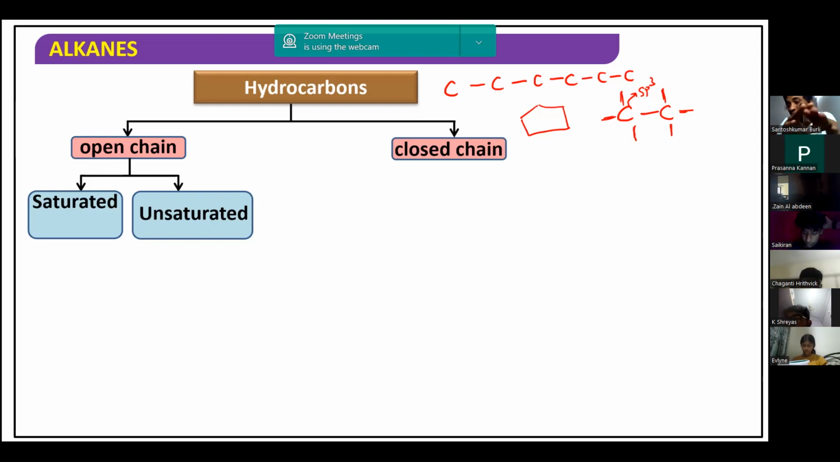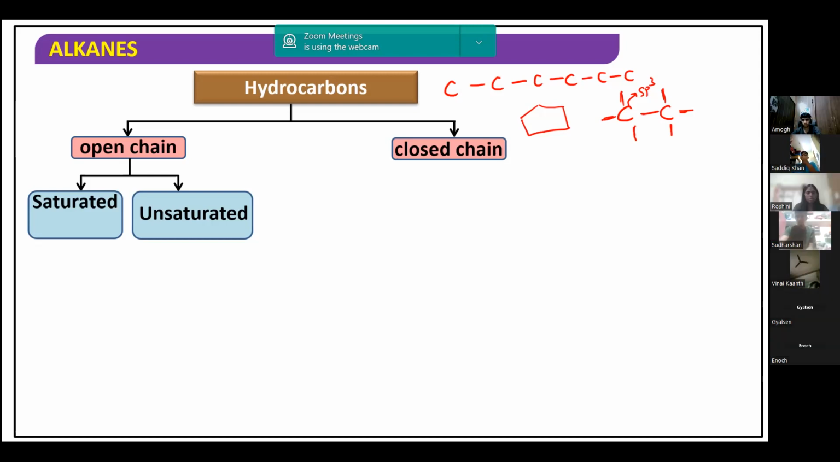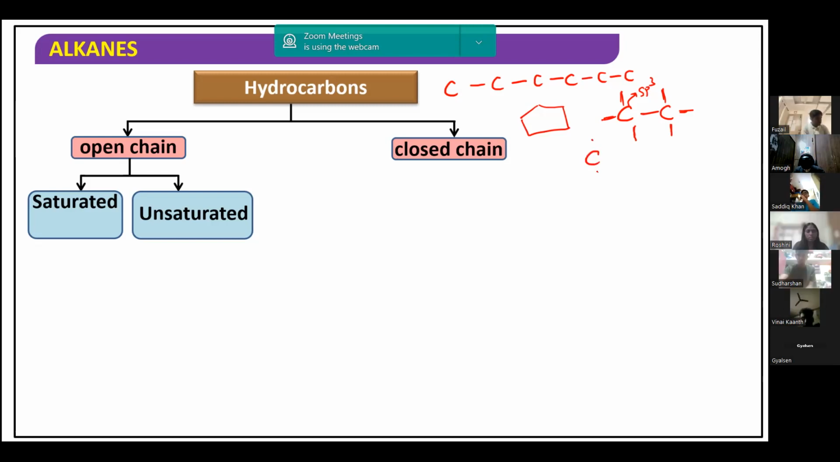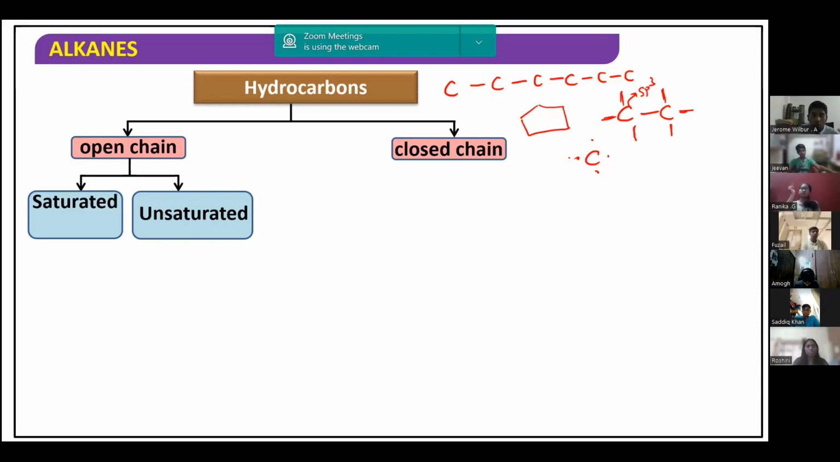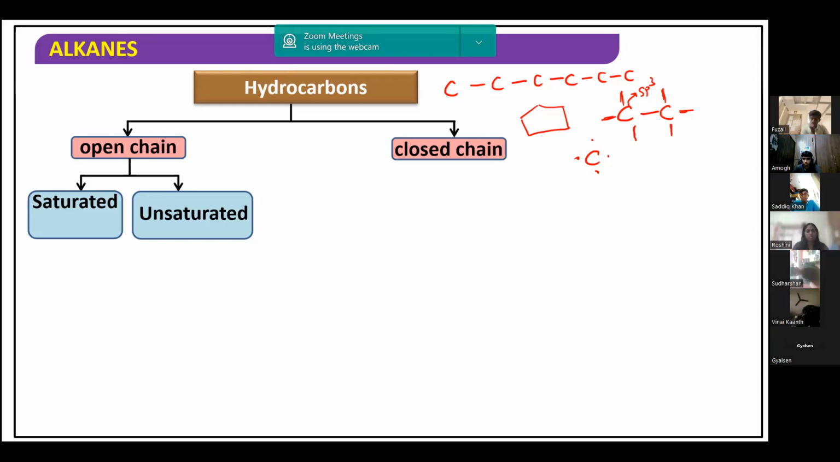So all 4 different bonds are made by the carbon. We write the 4 electrons in a dotted structure like this. All 4 valence electrons of carbon are involved in bonding with different atoms or groups, sharing these electrons and forming 4 different bonds. Such open chain compounds are known as saturated open chain hydrocarbons.